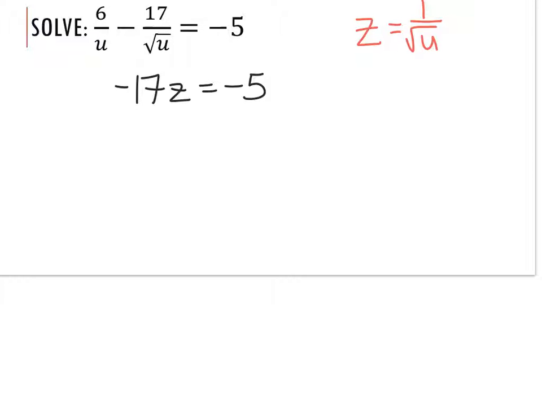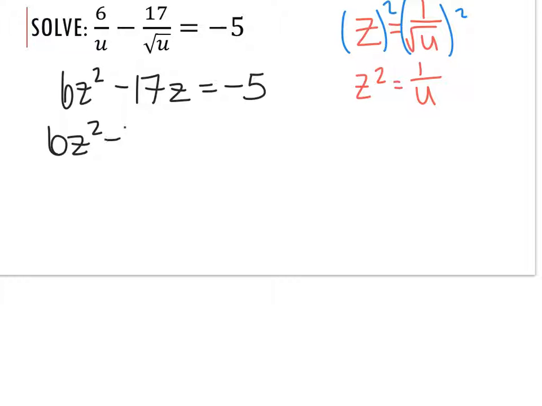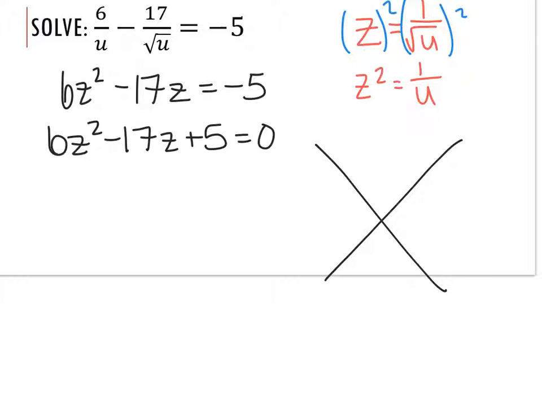So then I'm sure you're like, well, what do I do with this u? This doesn't make sense. Well, again, if I was to square both sides, you would end up with z squared is equal to 1 squared, which is 1, over the square root of u squared, which is just u. So this 6 over u is going to become 6z squared. I can then add 5 to both sides, so I have 6z squared minus 17z plus 5 is equal to 0.